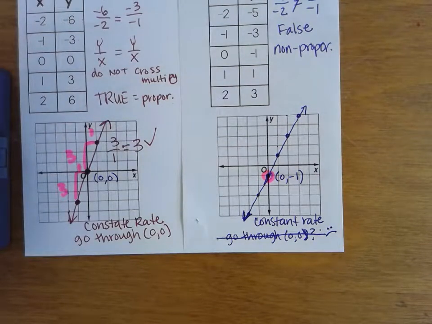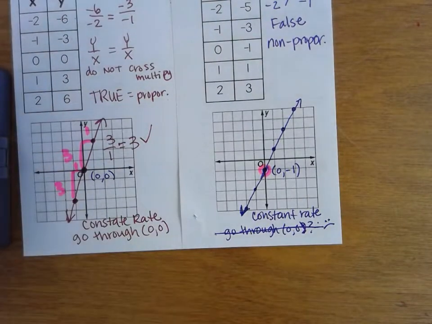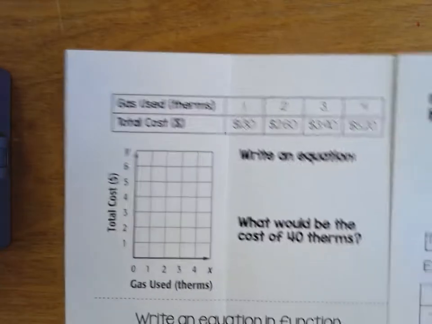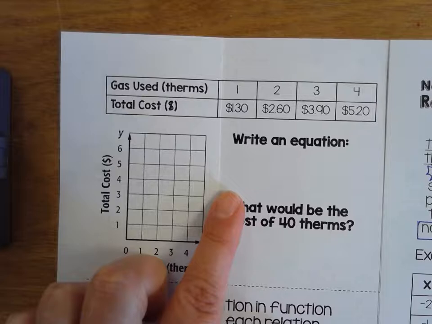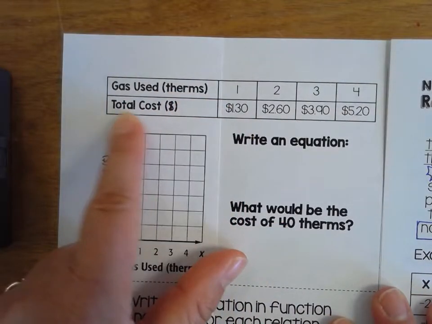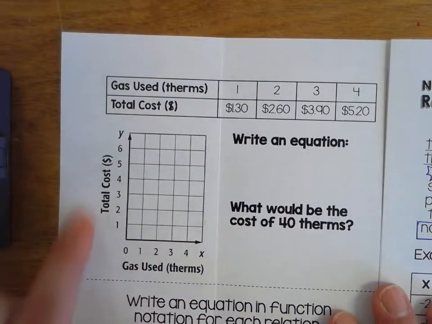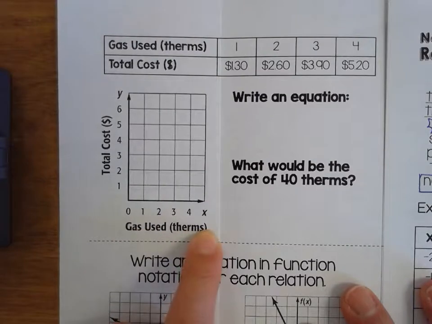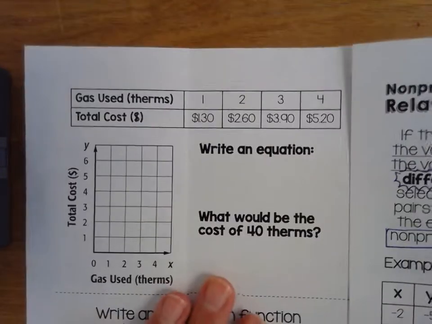Okay? So now we're going to move to the inside of our notes. Okay, we got a couple of problems with some tables that we can verify proportional or non-proportional. Okay, I'm working on the left side right now. Right now it looks like we've got gas used measured in therms, and then we've got total cost measured in dollars. Our graph here is total cost on the y-axis, gas used is our x-axis. So we want to write an equation for this.